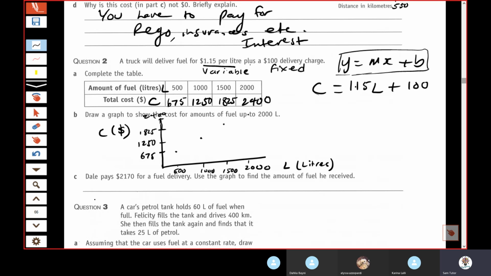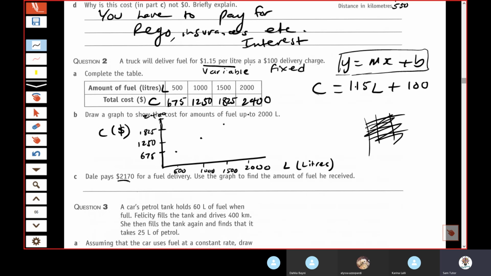Dale pays $2,170 for fuel. Use the graph to find the amount of fuel he received. Yeah, good luck with that. That's never going to happen unless you had a grid paper one. So in your exam, if they give you a grid paper and you have to draw it pretty much precisely, then you might be able to estimate where it is. Otherwise, in our version, there's no way we're going to get it out. So we're going to do it algebraically.